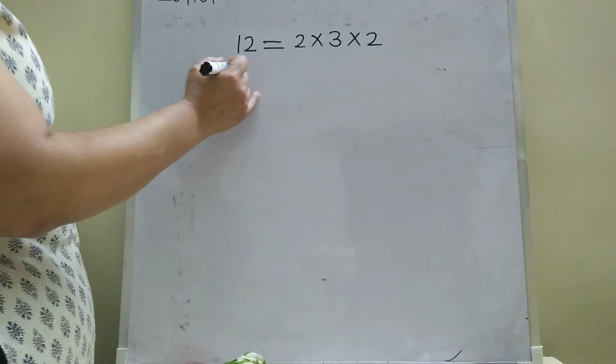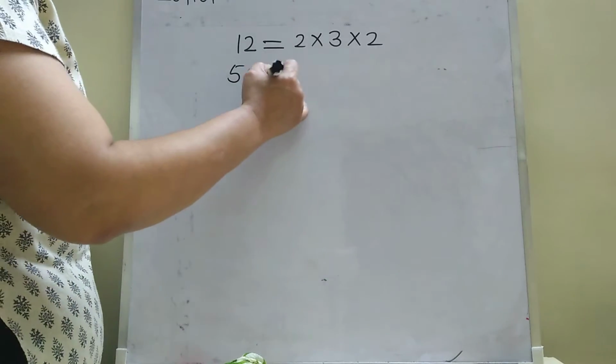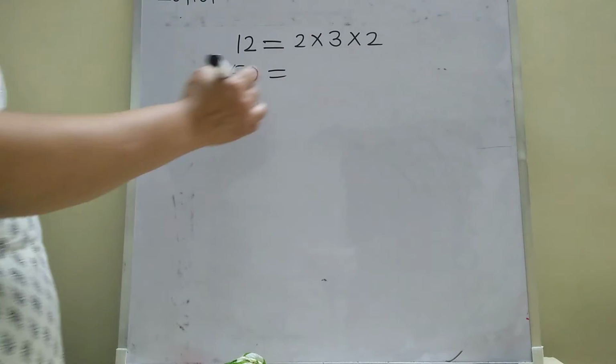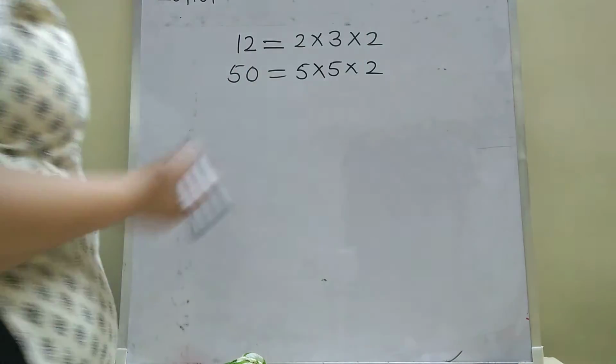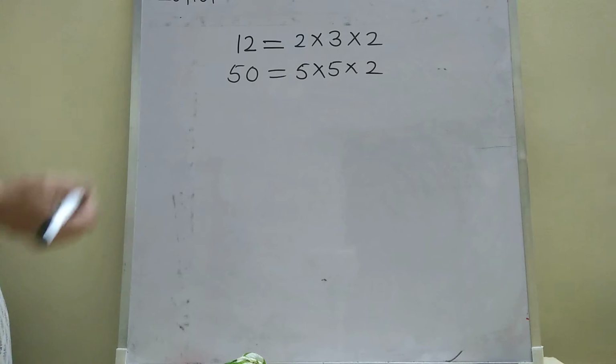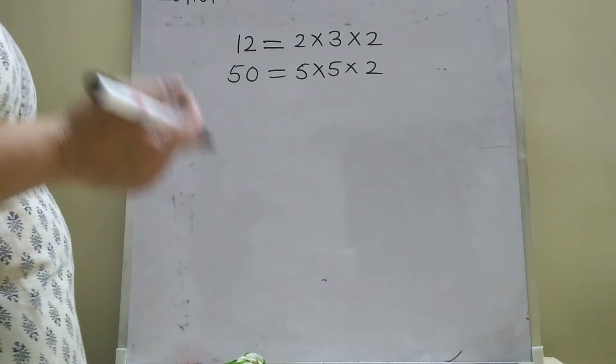If you want to find the factors of 50, what are the factors of 50? To write it in multiplication form, 5 fives are 25, 2 twenty-fives are 50. Okay, these are the factors. These are the examples of factorization of numbers.